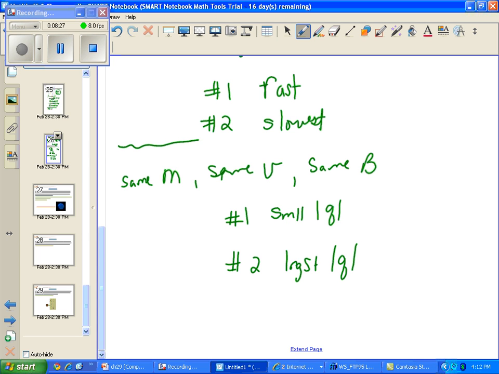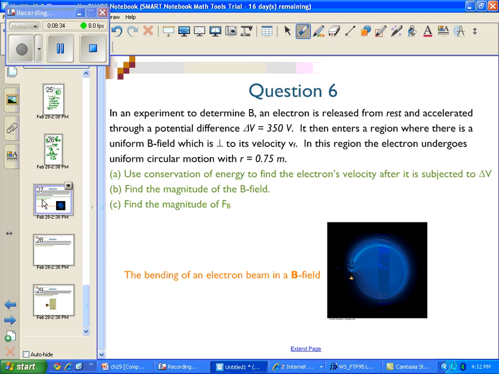So something else to consider, although we weren't asked, is how we might look at this a little bit differently. Let's move on to the next question.